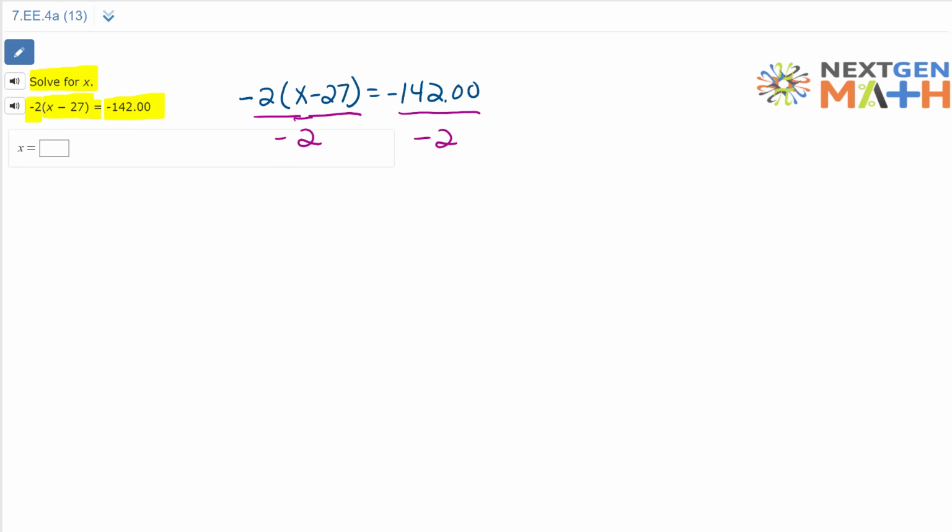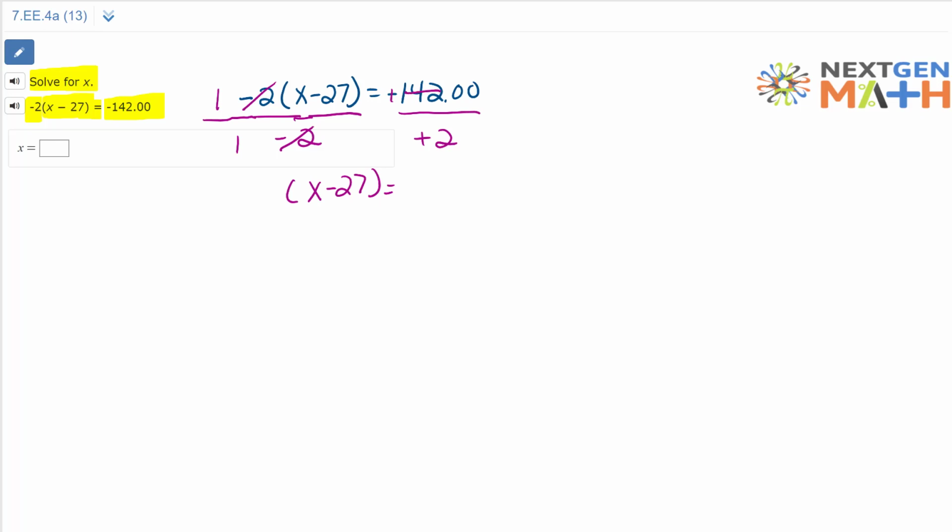Why did we do that? Because negative 2 over negative 2 does reduce to 1 over 1. So we'll be left with x minus 27 equals negative 142 divided by negative 2. Well, a negative times a negative is a positive, so we know our answer is going to be positive.